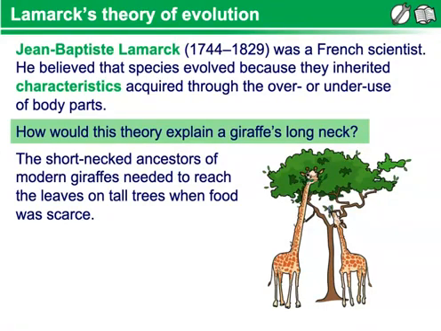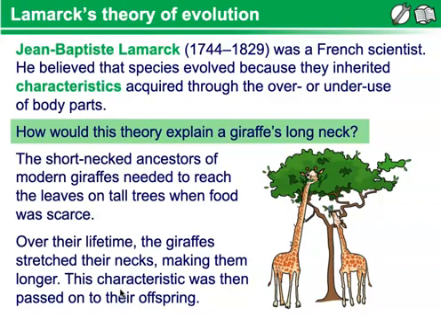Jean-Baptiste Lamarck was also another individual that studied change in organisms over time. He was a French scientist. He believed that species evolved because they inherited characteristics acquired through the over or underuse of body parts. So how would this theory explain a giraffe's long neck? The short-necked ancestors of modern giraffes needed to reach the leaves on tall trees when food was scarce. And so over time, the giraffes stretched their necks, making them longer. This characteristic was then passed on to their offspring.